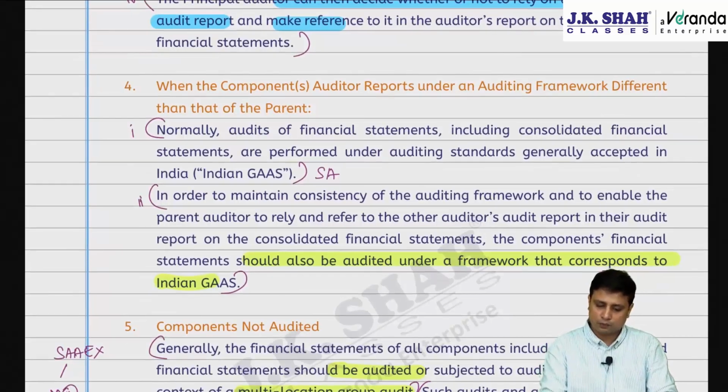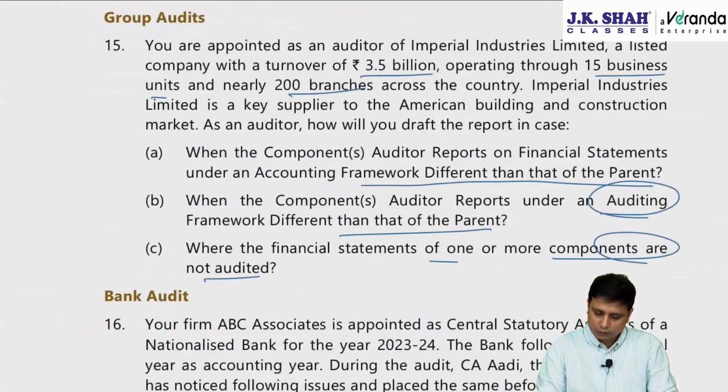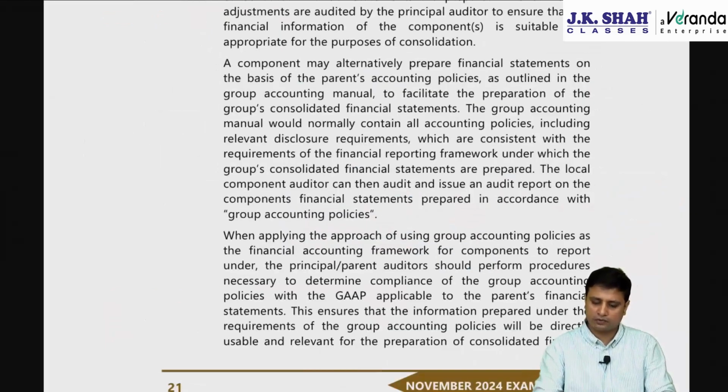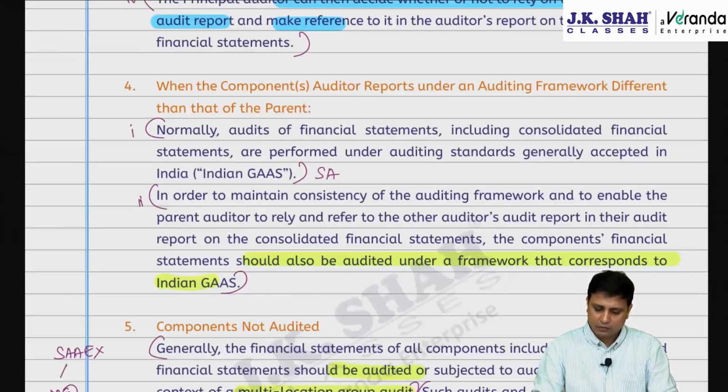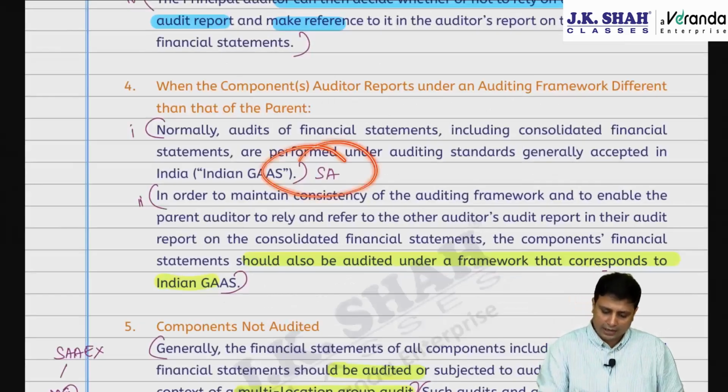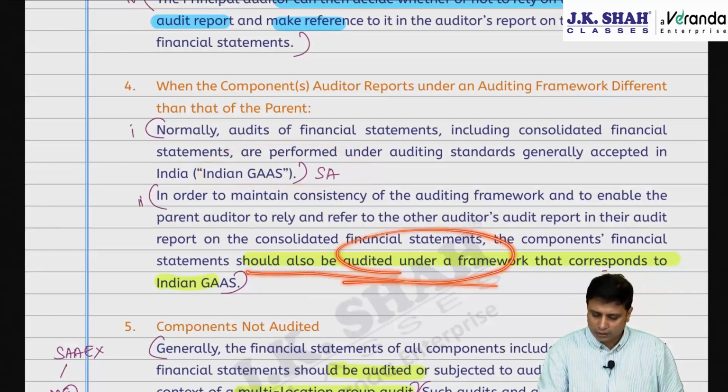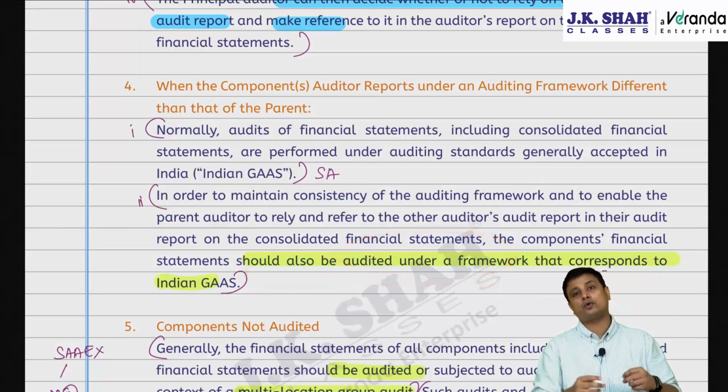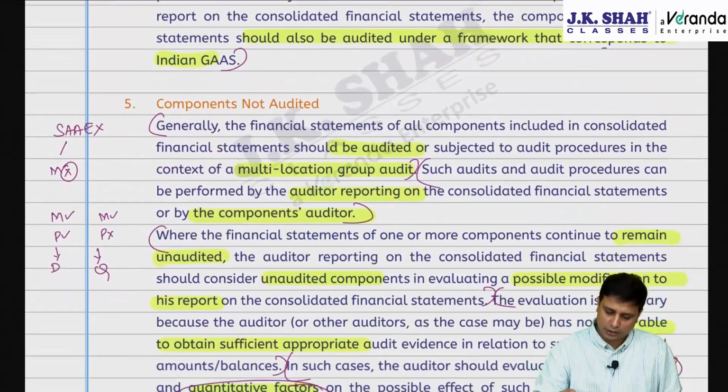Next, second point: when the component auditors report under an auditing framework different from that of the parent. If the auditing framework is different, then we will ask them to audit as per the Indian SAs, that is, Indian Standards on Auditing. So it should be audited. If it is different, then we will ask them to audit as per the Indian Standards on Auditing.